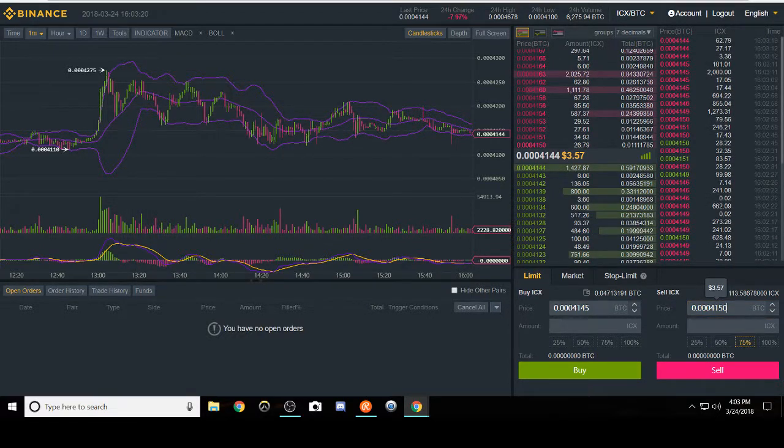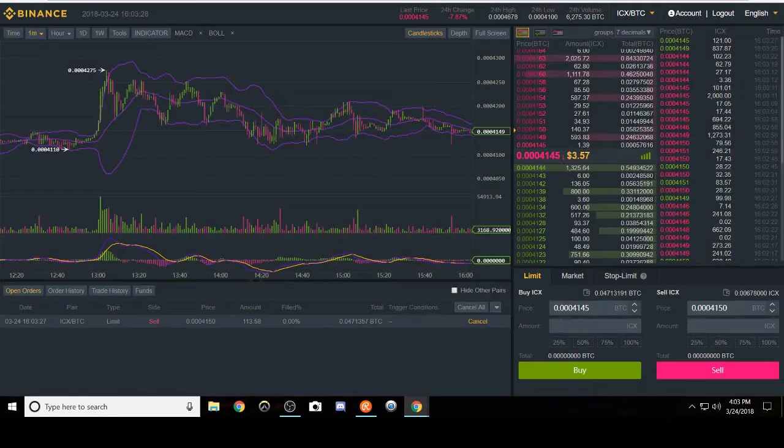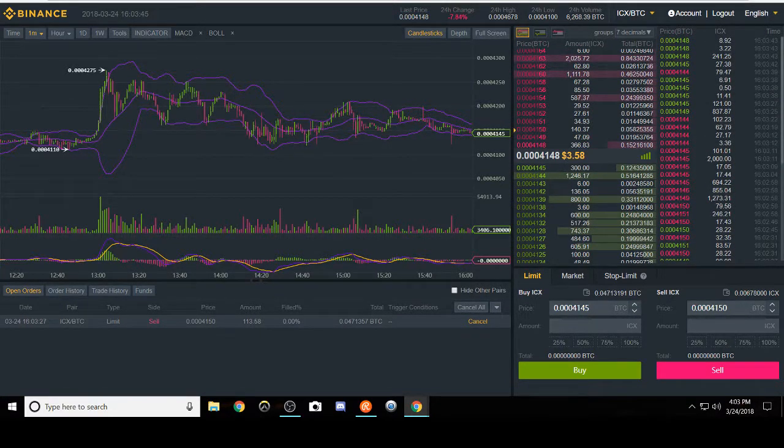150, 100%. Let's put my order in. So now we have a sell order. We bought in at 4145, and I'm putting a sell order at 4150 for 100 for a total of 113.58 of them. It's a very minor swing. I just watched it swing that much like 3 or 4 times in a matter of seconds. So basically, we're just gonna try to keep doing that.